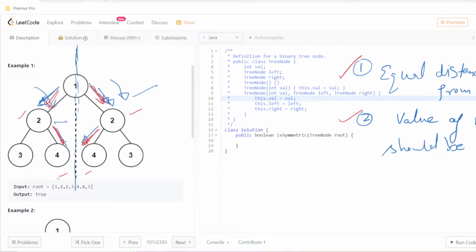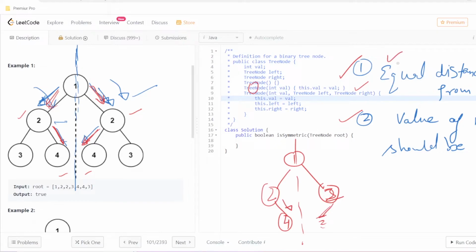And if at any point of time this condition is not satisfied, you are not able to move equal distance from the mirror. This can be the case where you have something like this: one, let's say two, let's say three, and let's say you have this four here, but it does not have any node. So you are able to move toward the mirror, but here since there is no node, you are not able to move. So this condition won't be satisfied here. As soon as you see this condition, you return false, because that won't be symmetric.